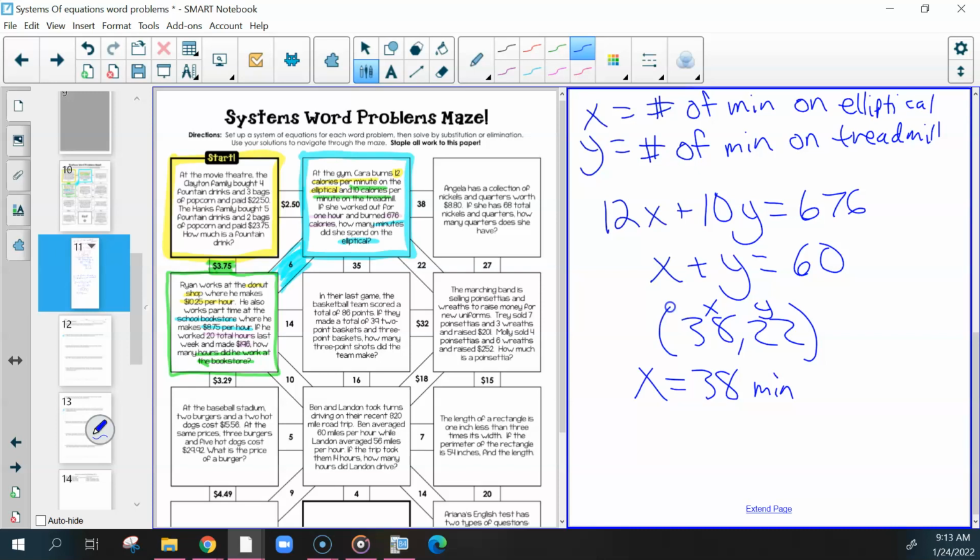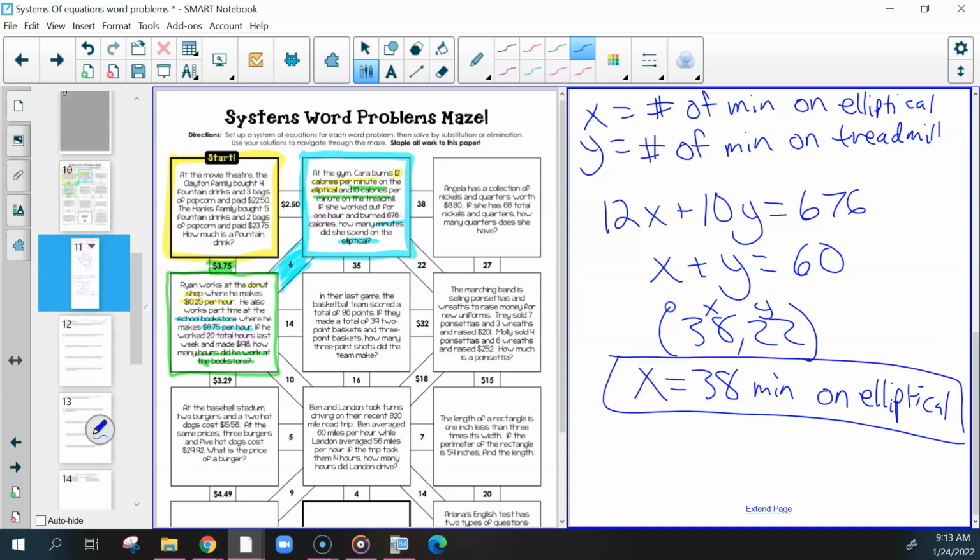I'm sorry, what did the question ask? Yeah, on the elliptical. How many minutes did she spend on it? For this one, because it didn't ask for both, the 22 is not really necessary. But put it down if you solved it by graphing, that way I know that's what you did.